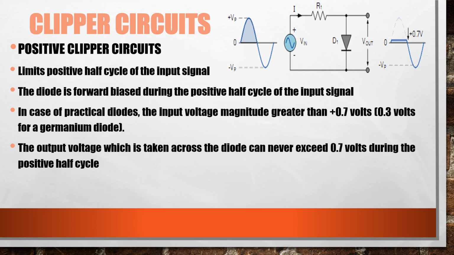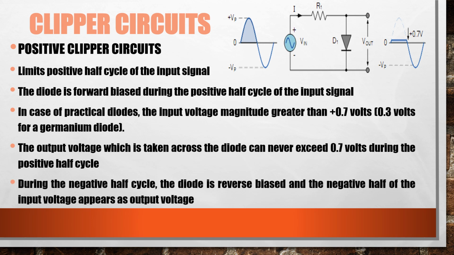During the negative half cycle of the input signal, the diode is reverse biased, blocking current flow through itself. As a result, it has no effect on the negative half cycle of the sinusoidal voltage, which passes to the load unaltered. It means during the negative half cycle of the input signal, the negative half of the input voltage appears as output voltage. Okay, so this is how a positive clipper circuit works.